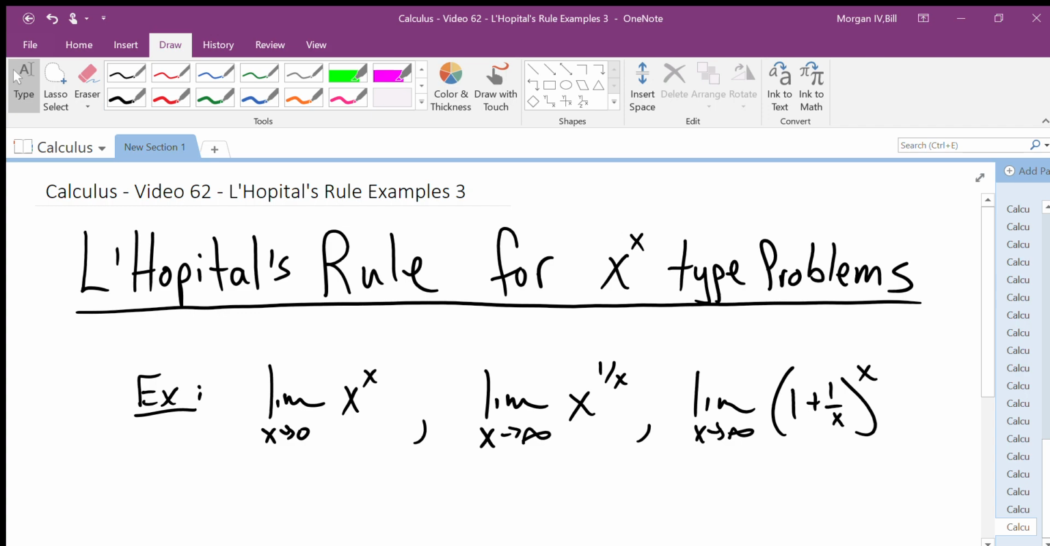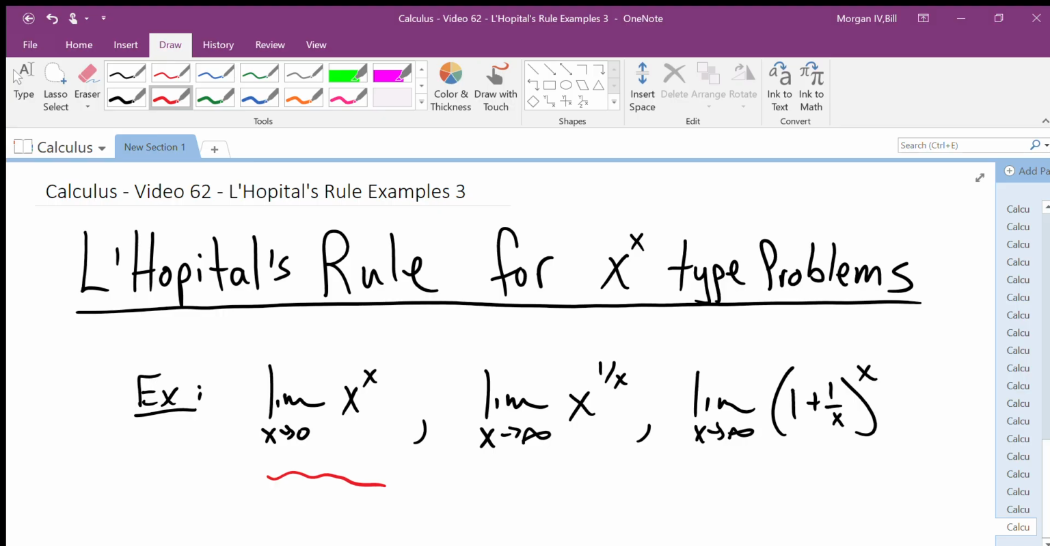Calculus video 62, L'Hopital's rule examples 3, or probably better titled, L'Hopital's rule for any type of problem that has an x to the power of x, a variable in the base and a variable in the exponent. All right, so some examples of this would be the limit as x goes to 0 of x to the power of x. So you've got a 0 raised to a power of 0, or not actually 0 itself, but x approaching 0 to the power of x approaching 0.